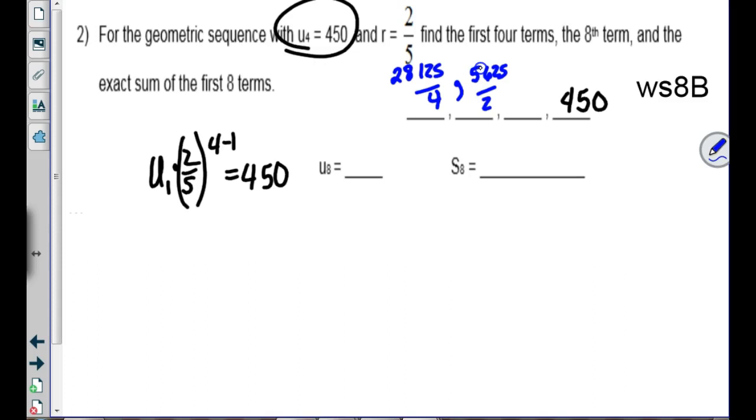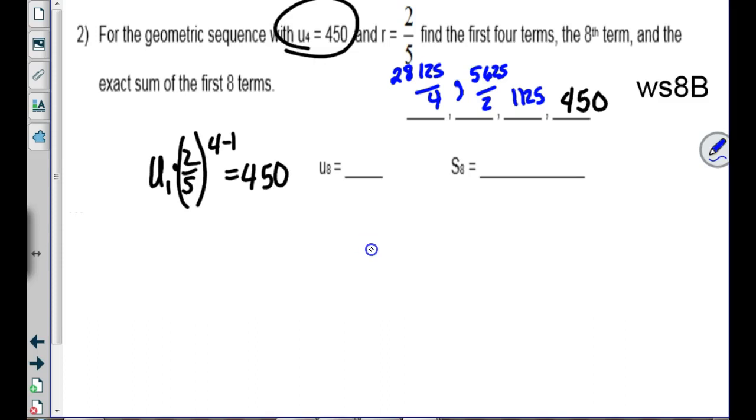And then it would be 1125, and then 450. Anybody else getting those to work? You can have decimals, I don't care, but okay. Now we have to find the 8th term. How do I do that?